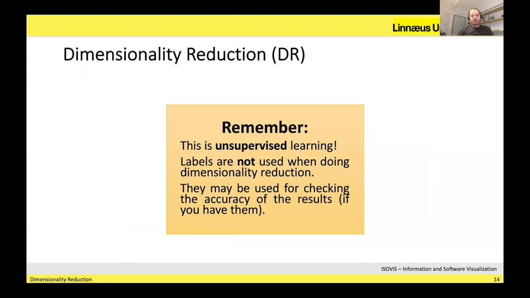So let's move on. This is unsupervised learning. Labels are not used when doing dimensionality reduction, of course, but they may be used for checking the accuracy of the results. So if you do have labels, you may use them on top of the visualization in order to say, okay, actually this thing that the dimensionality reduction model learned or detected fits with what I knew about it from the labels. So yeah, that looks good. But the labels themselves are not used during the process of learning the new features, so to speak.